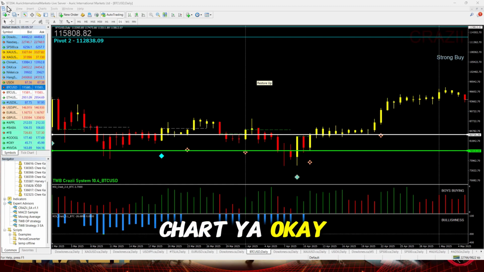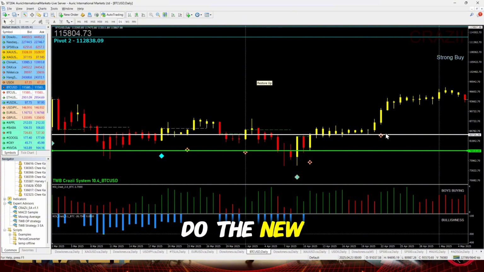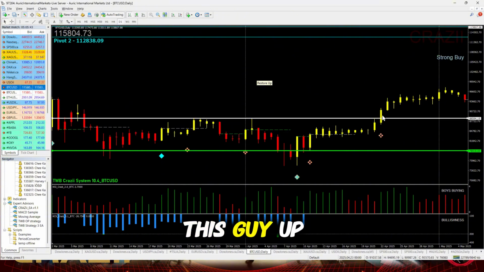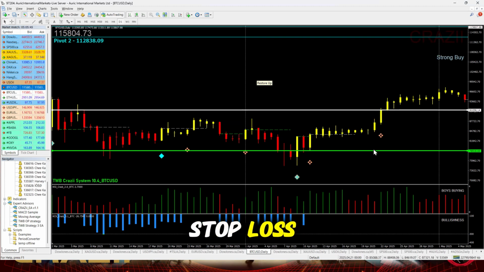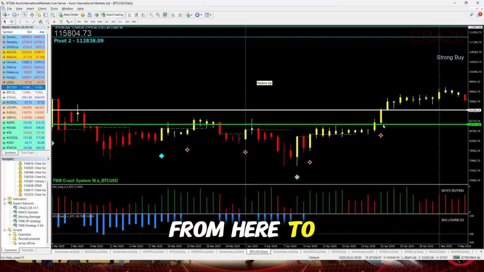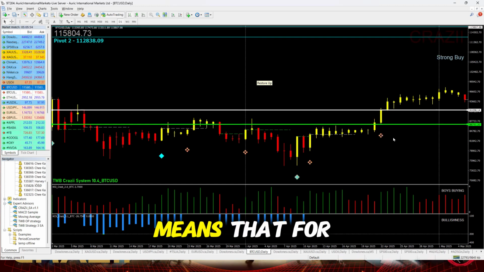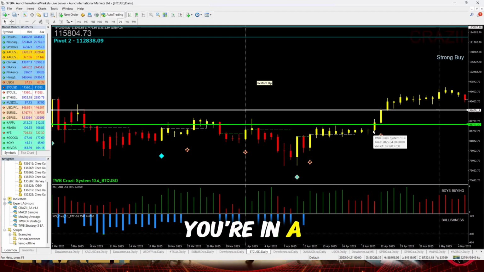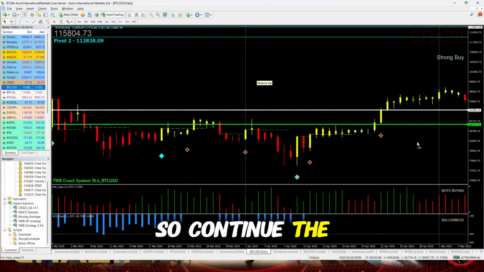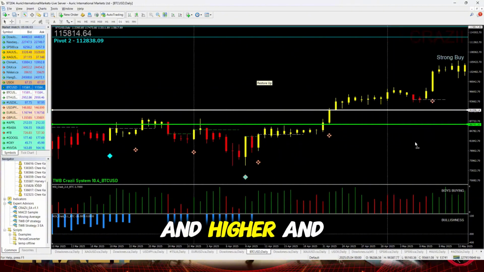Okay, then after that, we saw the market move out already. So what we do, a new four diamond appears. So we shift this up, and then the stop loss, we just put it from here to here. Got it? So now your stop loss has shifted higher from the original low. That means that for those who bought, you're in a sure win position, or we call it SWL. There's no need to be worried right now. So continue, the price goes higher and higher and higher.